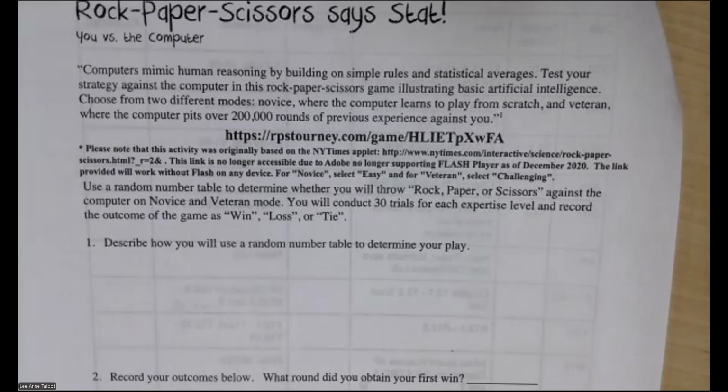Computers mimic human reasoning by building on simple rules and statistical averages. Test your strategy against the computer in this rock, paper, scissors game illustrating basic artificial intelligence. Choose from two different modes: novice, where the computer learns to play from scratch, and veteran, where the computer pits over 200,000 rounds of previous experience against you.